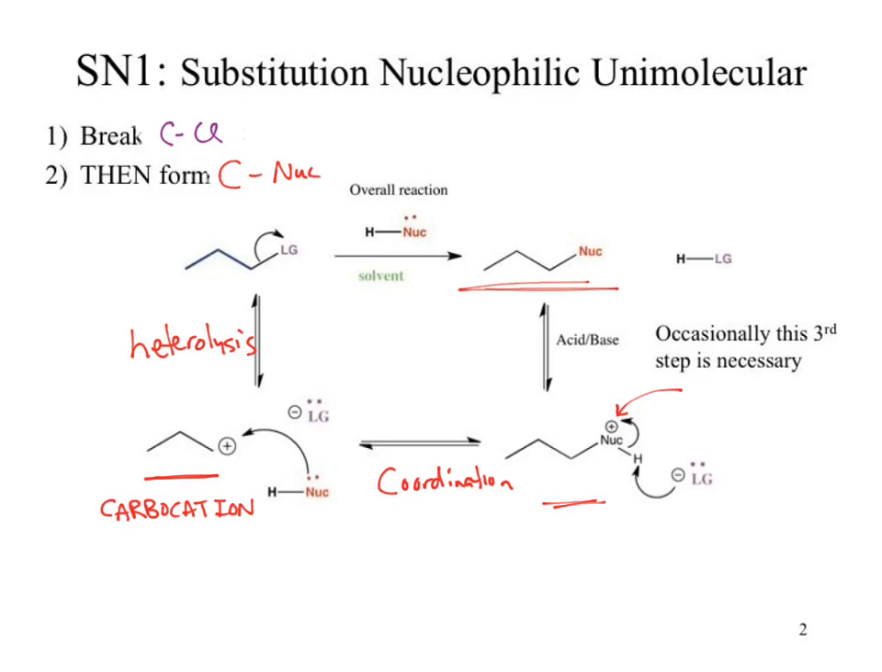Okay. So let's ignore that last step for the moment and just look at our heterolysis and our coordination. Which of those two steps is going to be the hardest step to do? The heterolysis tends to be the hardest step of the SN1 mechanism. You are breaking a polar bond to form a carbocation. Carbocations are charged, high in energy, not a good thing to be. So we're looking at a very endothermic reaction there.